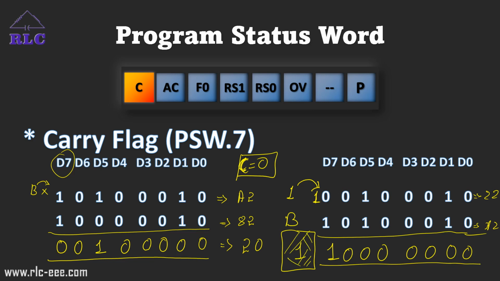When the borrow is taken to the D7 bit, then the carry flag will be set to 1. This is about the carry flag of the program status word. Next, we'll move on towards the auxiliary carry flag.